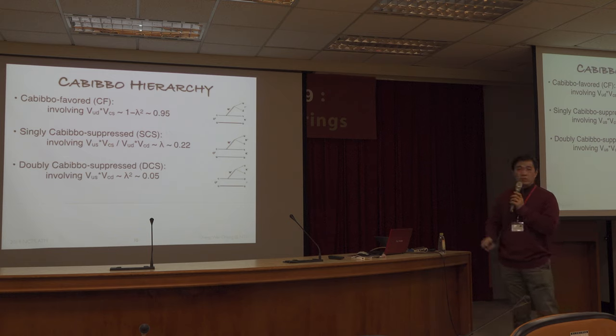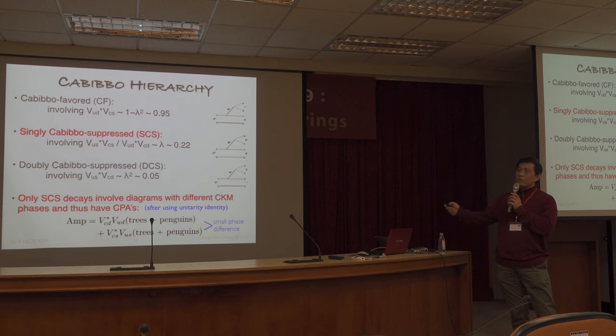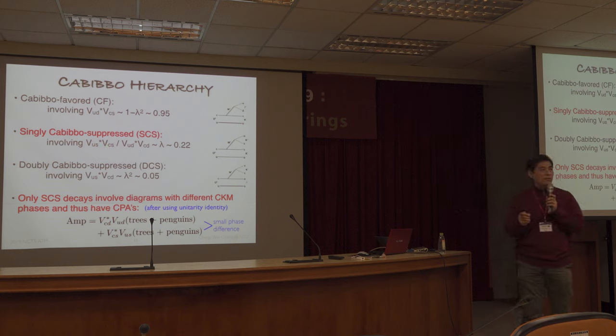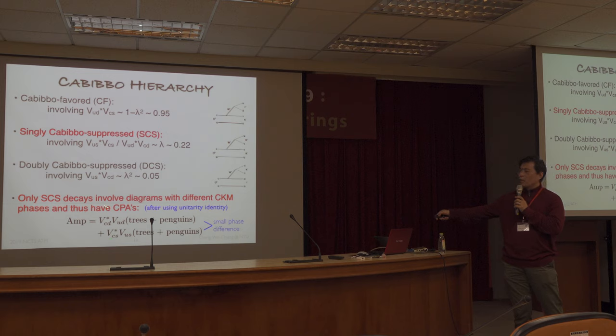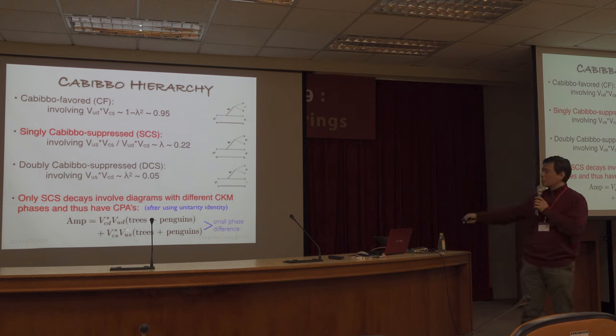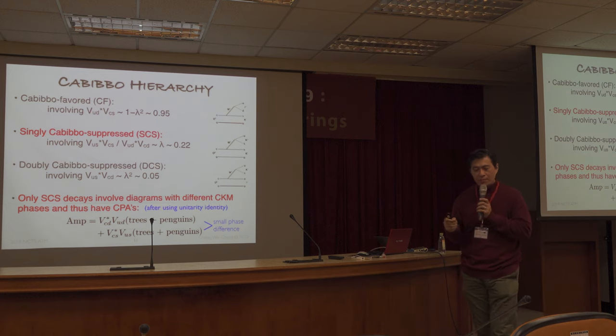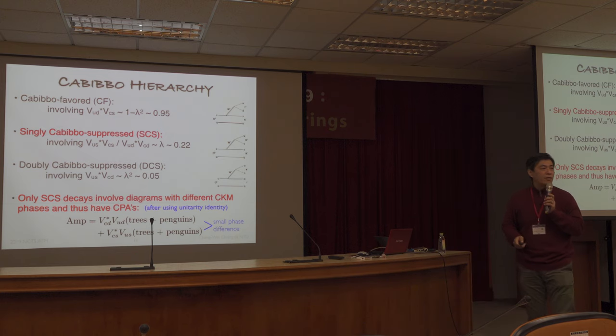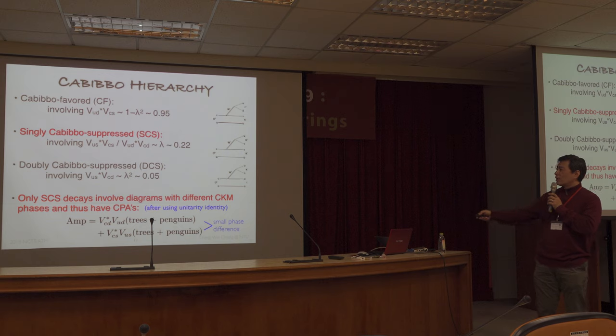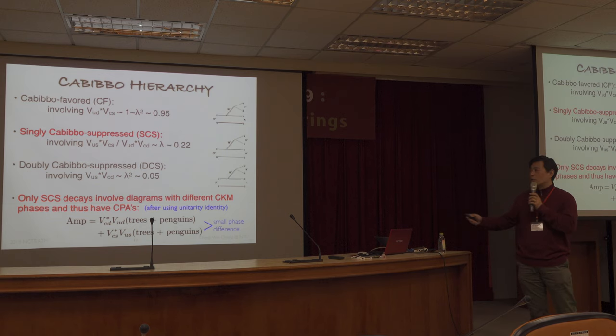And then finally, we have doubly Cabibbo suppressed. One special thing about the singly Cabibbo suppressed modes is that, as I said, there are two possible combinations. So even if you have just three amplitudes, because of these two, and there's a small, tiny phase difference between the two combinations, as long as you have both types of diagrams, they can interfere to give you CP asymmetry. Not to mention that you can also consider the penguin contributions.